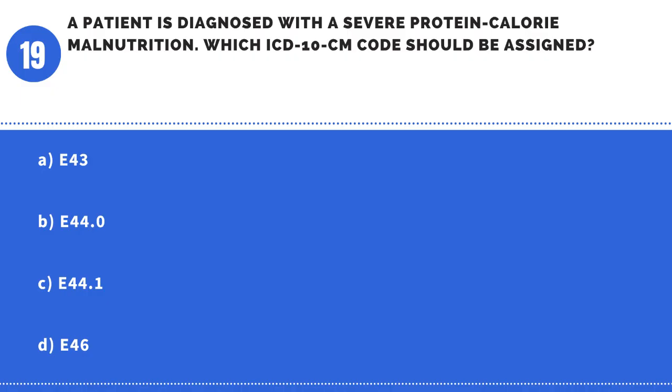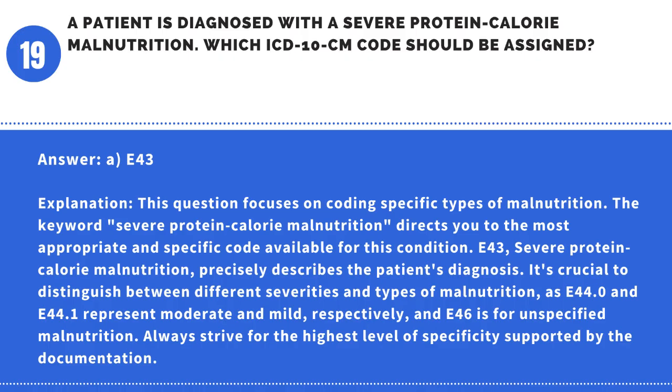Question 19. A patient is diagnosed with severe protein-calorie malnutrition. Which ICD-10-CM code should be assigned? A. E43. B. E44.0. C. E44.1. D. E46. Answer: A. E43. This question focuses on coding specific types of malnutrition.